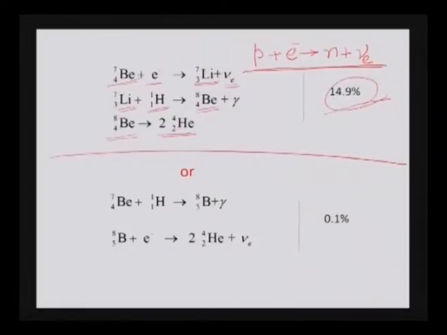The other possibility is that this 7Be that is formed first combines with a proton and that gives me 8B. One proton goes here, so the proton number becomes 5 and it is 8B, and that 8B combines with an electron and that gives me 2 alpha particles and a neutrino. The probability of this event is 0.1%.